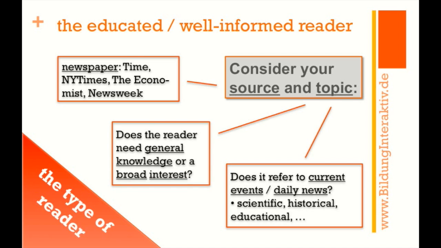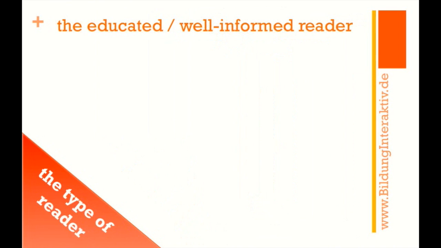And do you need a general knowledge or maybe a broad interest in topics to be able to actually understand what the text is talking about? Then your text is for the educated or for the well-informed reader. So the first thing you want to look at when you are asked for the type of reader is source and topic. And the second thing is language.